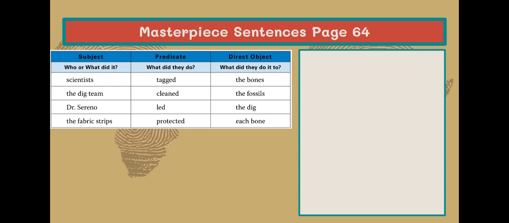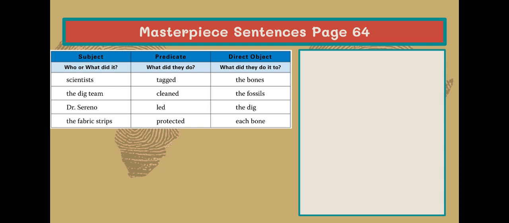Scientists, the dig team, Dr. Serino, the fabric strips. Each one of those choices contains a naming word or noun. What is the predicate question? Listen as I read the words that answer the predicate question. Tagged, cleaned, led, protected. Each of these word choices contains a doing word or a verb.